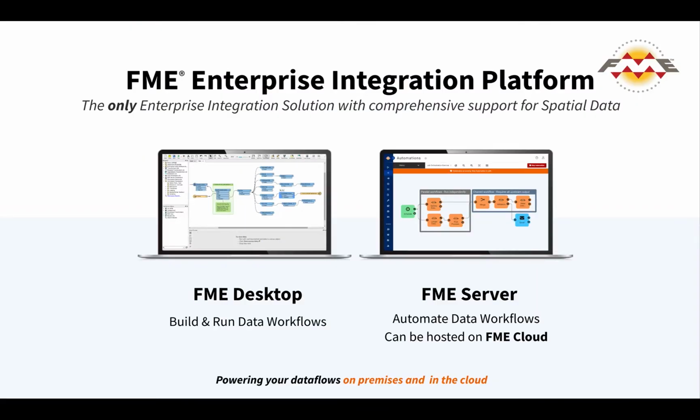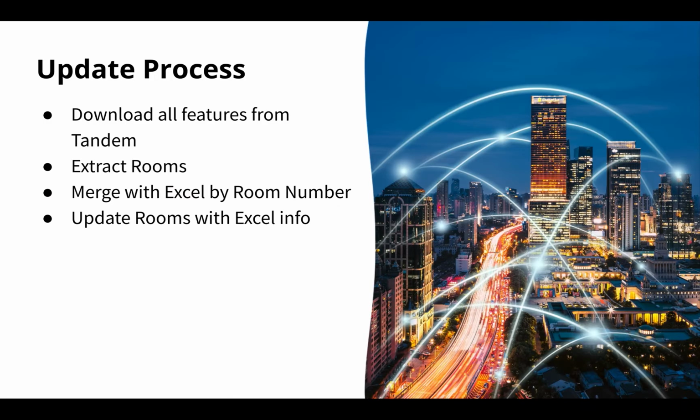FME is an enterprise integration platform that lets you migrate data between applications using a simple graphical user interface. Using the tools in FME Workbench, we are going to download the features from the Tandem model, extract the room features, merge the occupant and type info on the rooms from an Excel file, joining by room number, then update the Tandem model with the new room info.